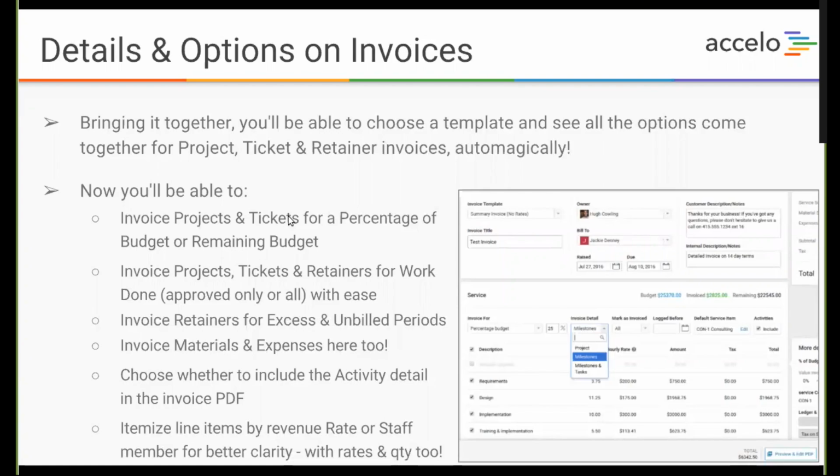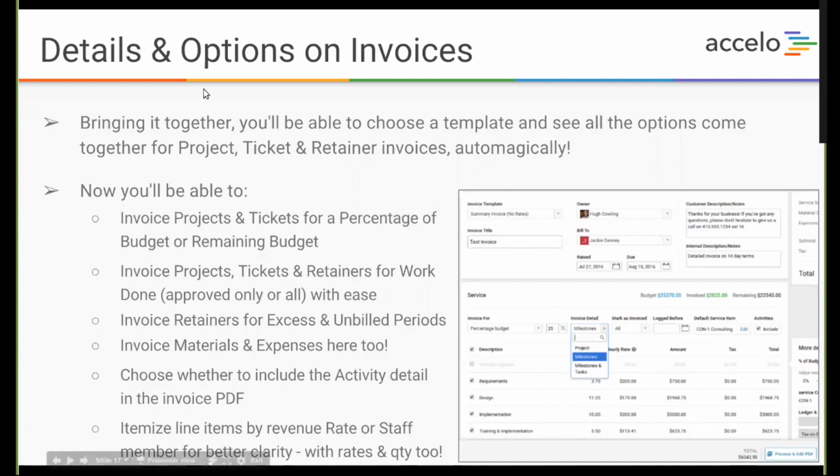On the screen, you'll also be able to choose whether you want to bill for percentage of budget or remaining budget, or maybe it's just the work done. Really, really easily. You'll even be able to bill for excess and unbilled periods on retainers. So you can have one line item, which is next month's bill for the baseline retainer or inclusion. And then also here's the previous month's expenses and materials, as well as any excess.